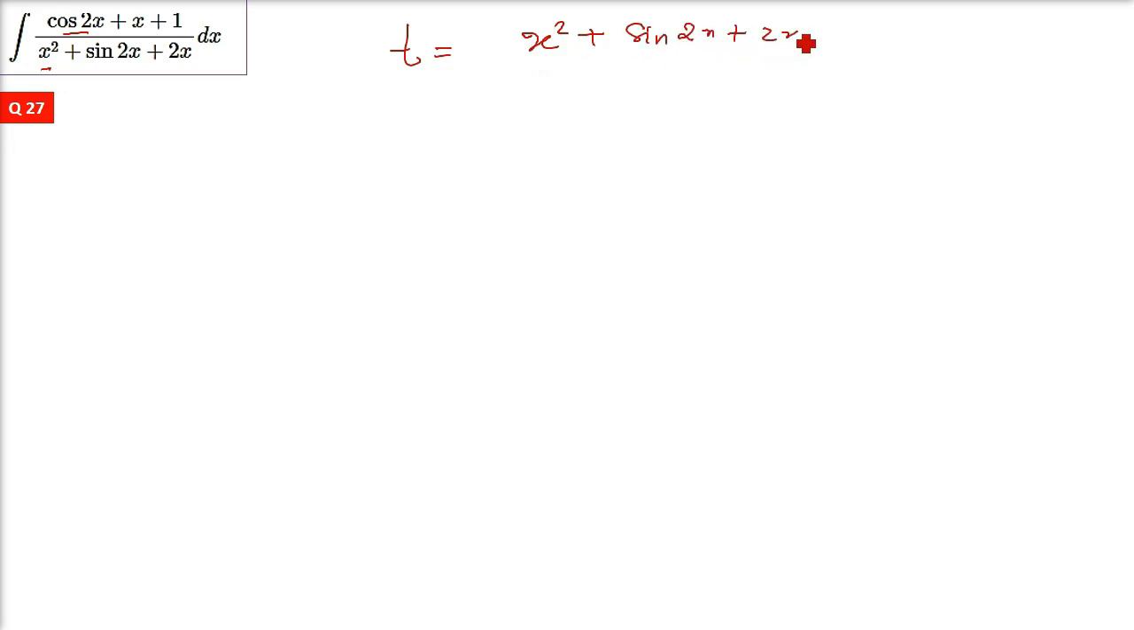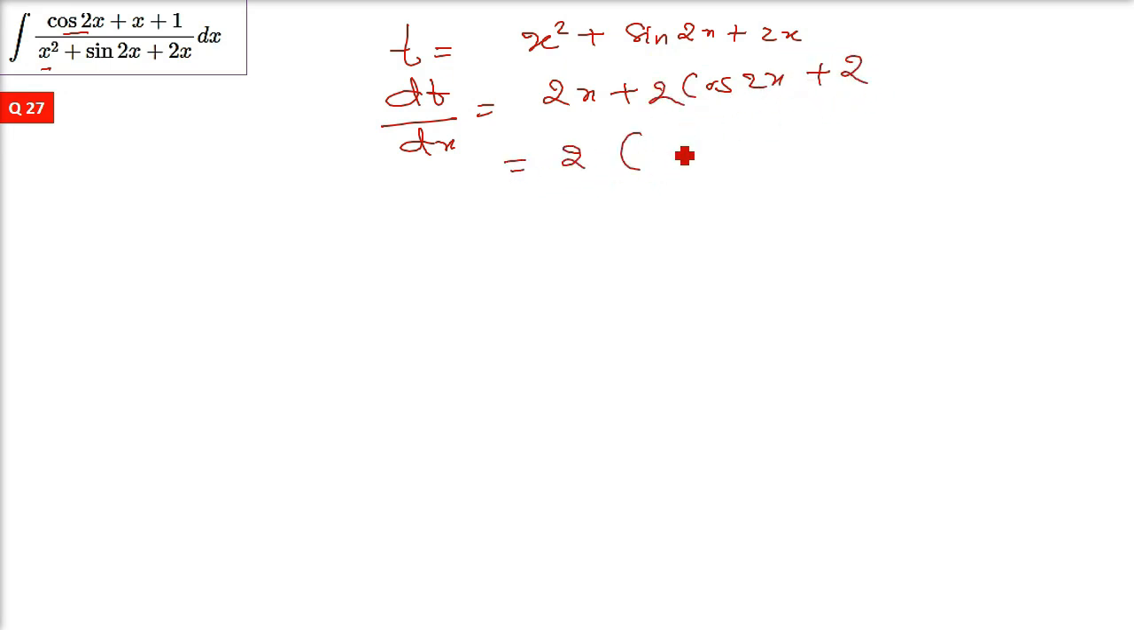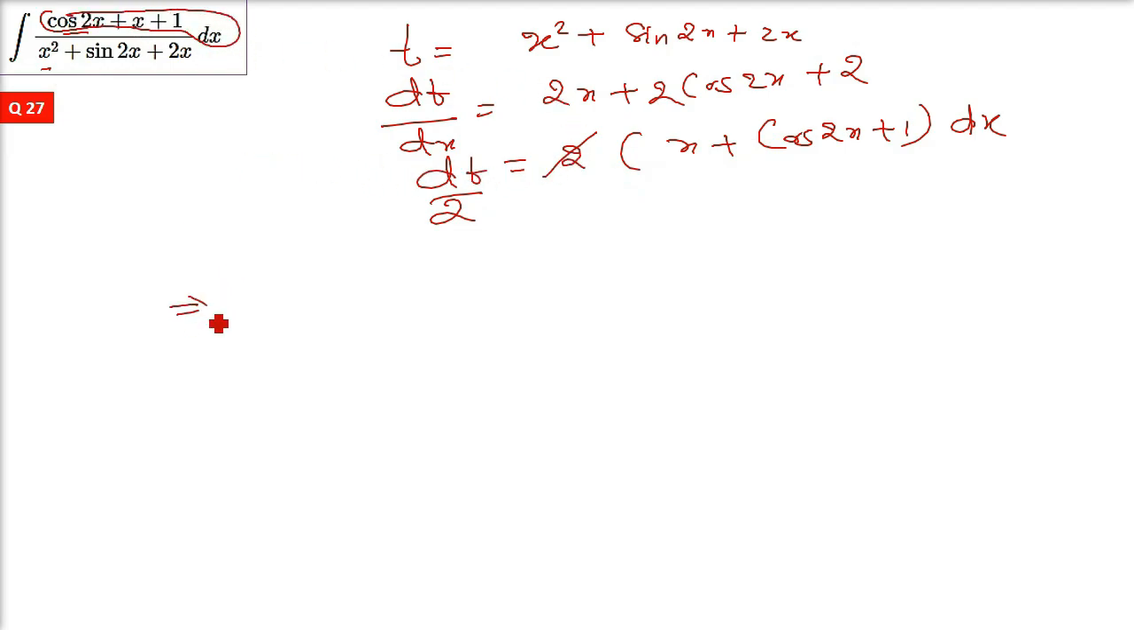When you take x square plus sine 2x plus 2x as t, dt by dx is going to be: x square will be 2x, sine 2x will be 2 cos 2x, and the differentiation of 2x is going to be 2. So when you take 2 common, you will get x plus cos 2x plus 1. Now this x plus cos 2x plus 1 is nothing but what you are going to get in the numerator. So dt by 2 is cos 2x plus x plus 1 into dx. This is what you get in the numerator. So how easy it has become. This is dt and this half goes here. So you have taken x square plus sine 2x plus 2x as the t.